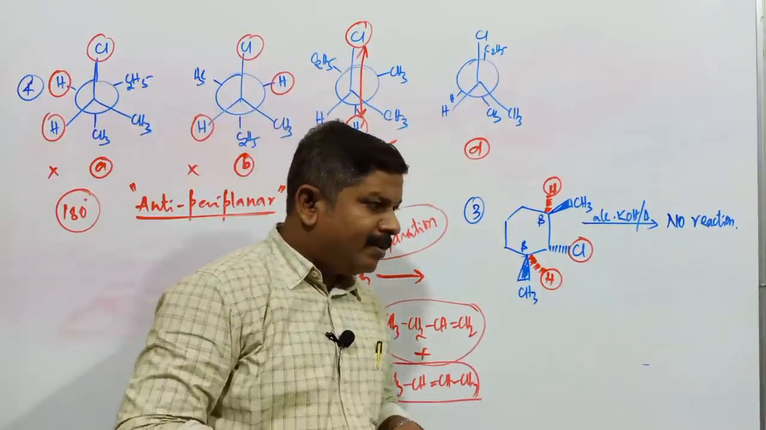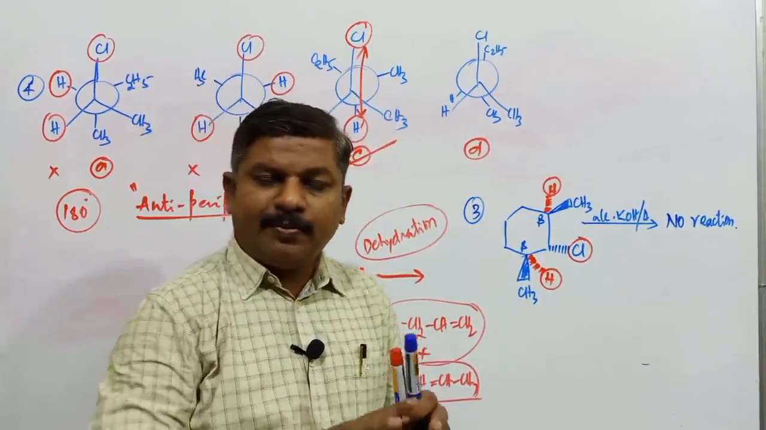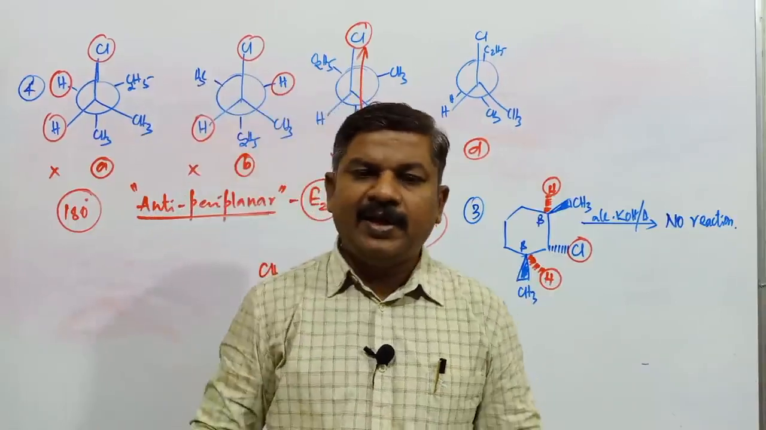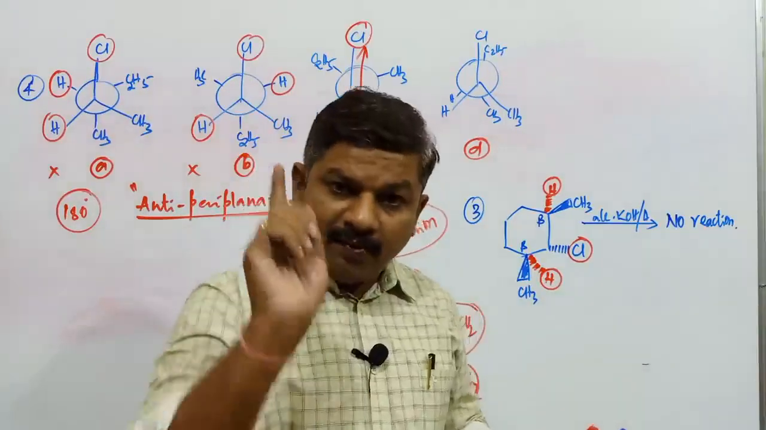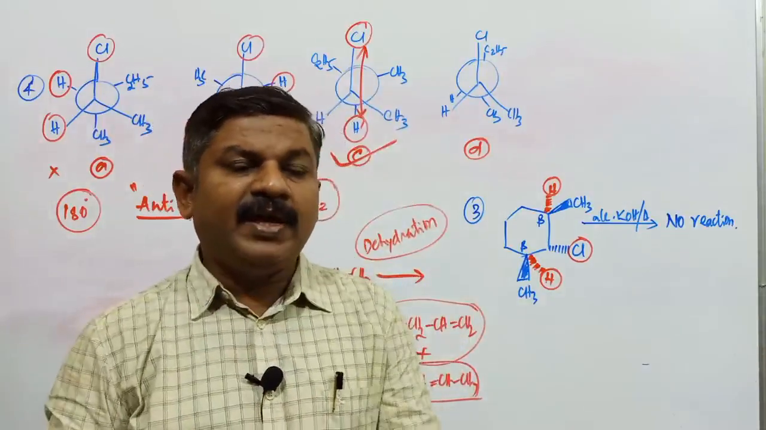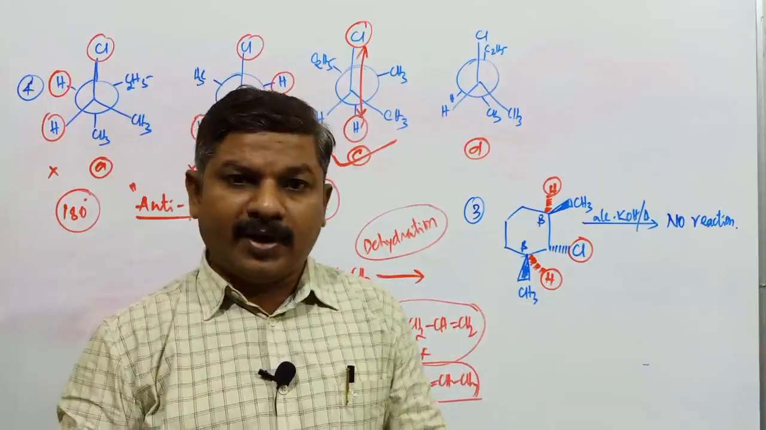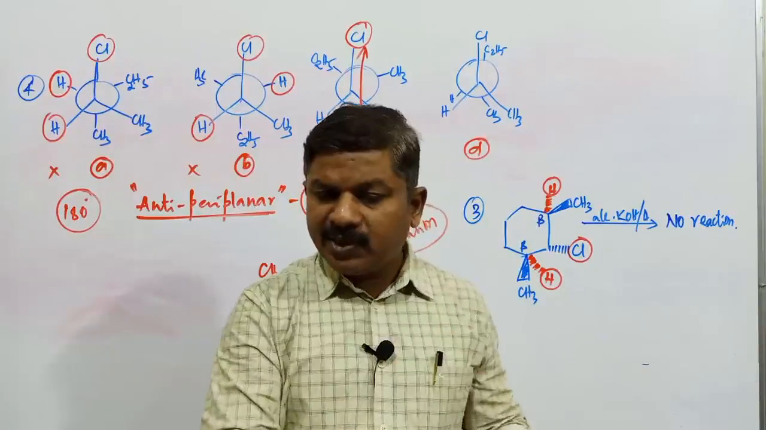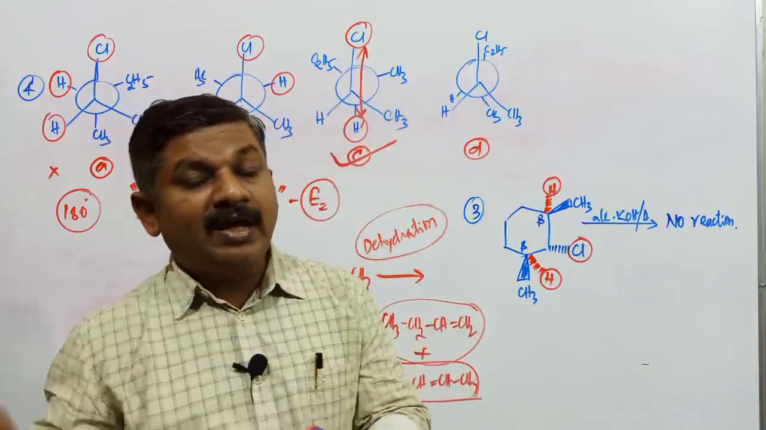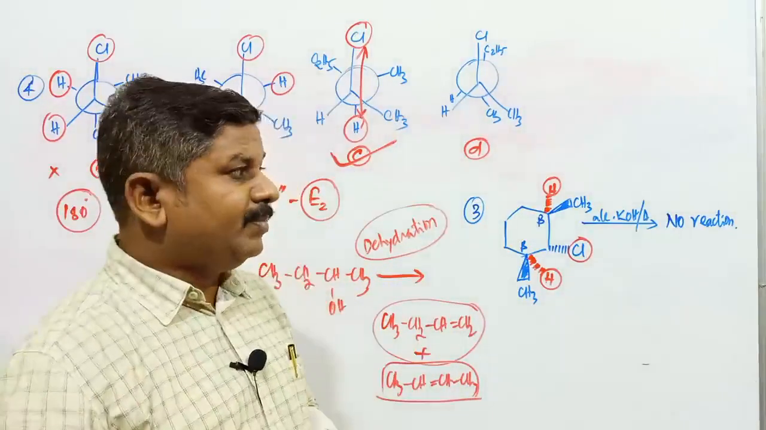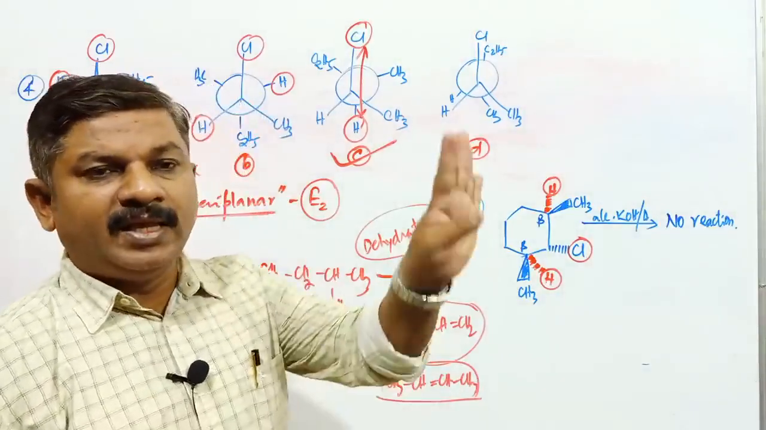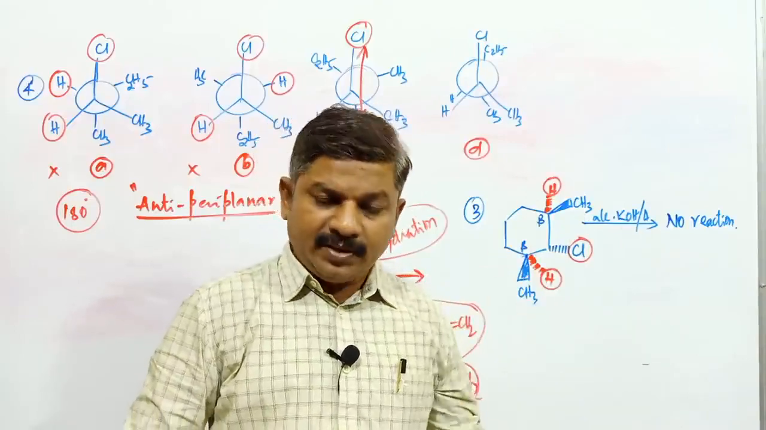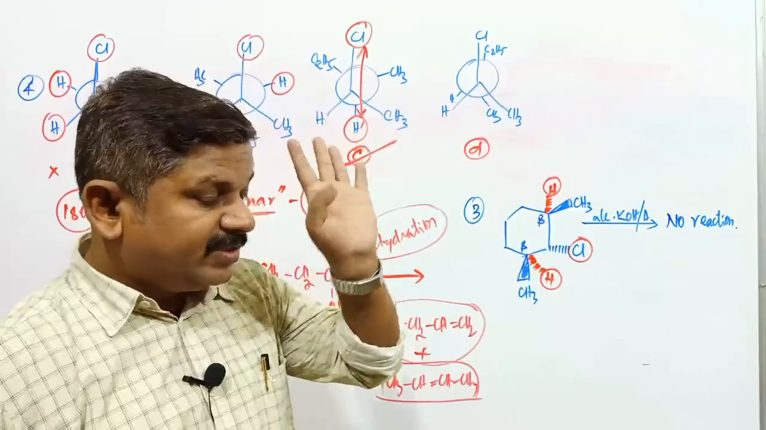One point to be remembered in dehydrohalogenation: there is a possibility of two products. One is the more substituted alkene, the other is the less substituted alkene. The more substituted alkene is always called the Saytzeff product, and the less substituted alkene is called the Hofmann product. In most reactions, the Saytzeff product, the more substituted alkene, is the major product, and the less substituted alkene, the Hofmann product, is the minor product. But I have explained 4 exceptions. In those 4 reactions, the Hofmann product is the major product compared to the Saytzeff product. Just remember that.